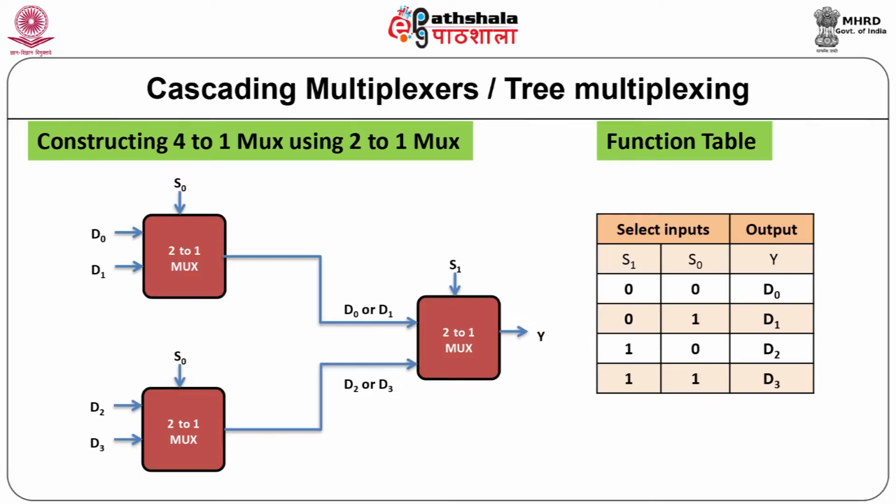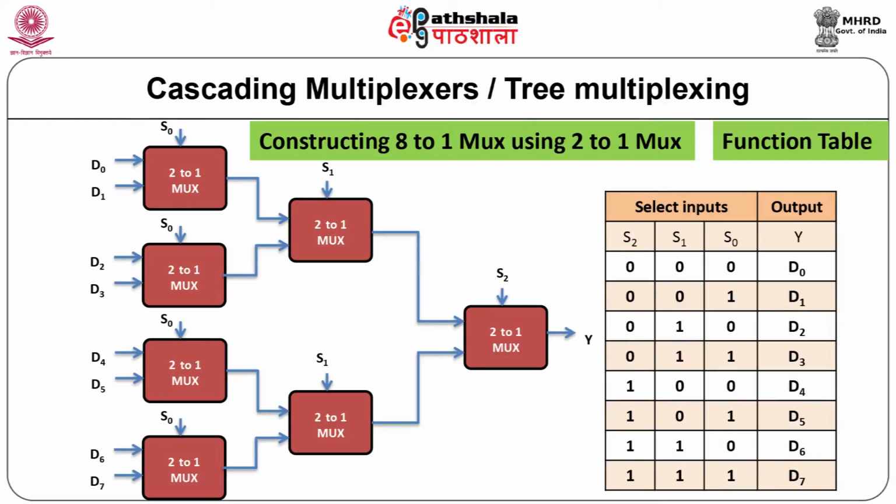If you look at the function table of this multiplexer, you will find that when S1 is 0, naturally the first multiplexer data D0 or D1 will appear at the final output, and when S1 is 1, D2 or D3 will appear at the output. So, this is the way we can cascade the multiplexers. The principle of cascading or tree multiplexing is very simple. Let us repeat again: higher order multiplexers can be constructed using lower order multiplexers.